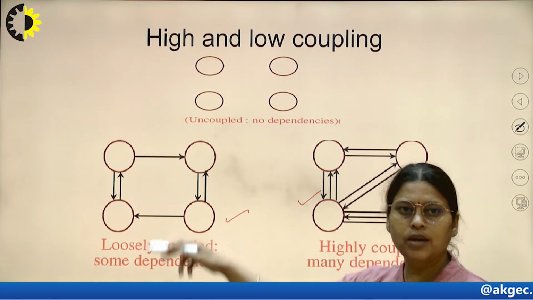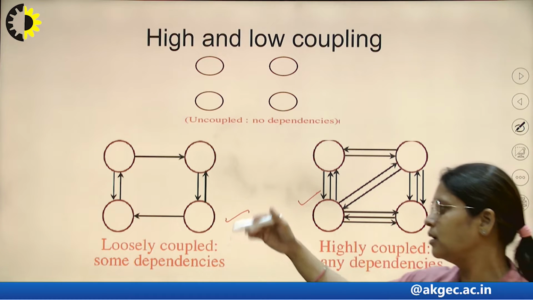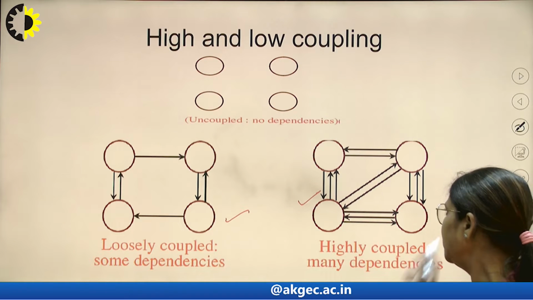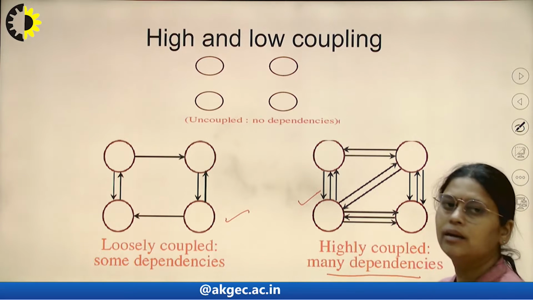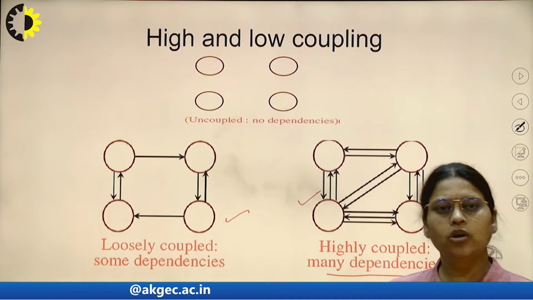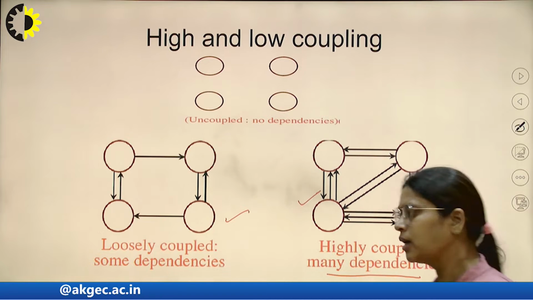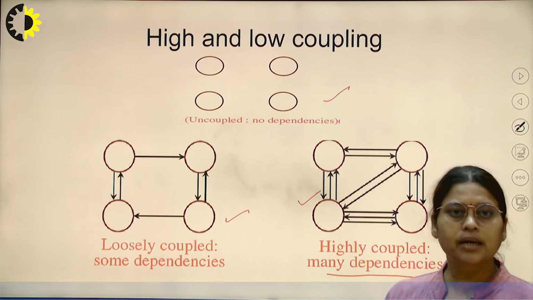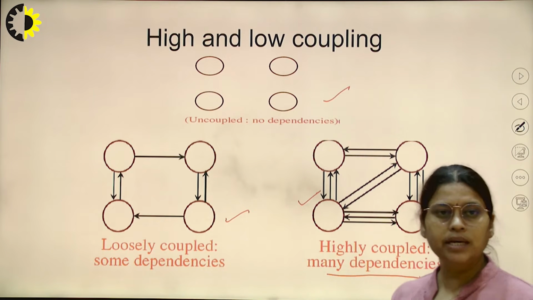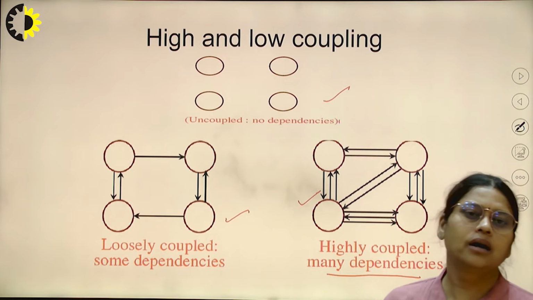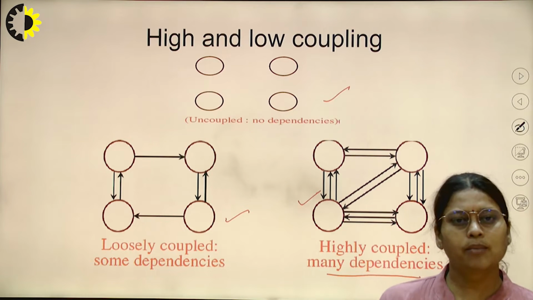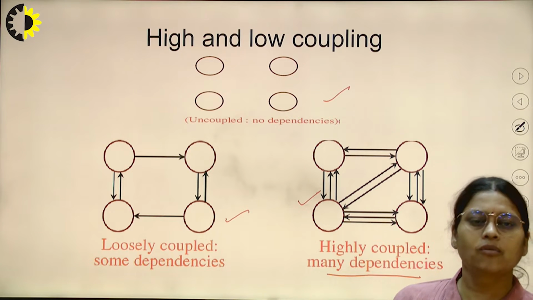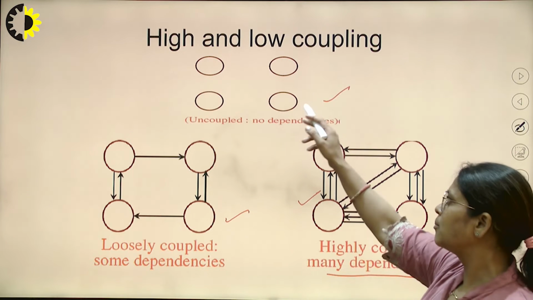Here the modules are loosely coupled and pass minimum data items from one module to another. And in high coupling, every module passes the whole data content to another module. And this is no dependency, or uncoupled. It means all the modules are independent, no one interacts with another, and no one passes a data item, function, or content from one module to another. So this is uncoupled.